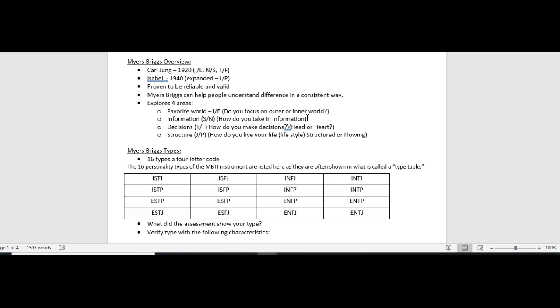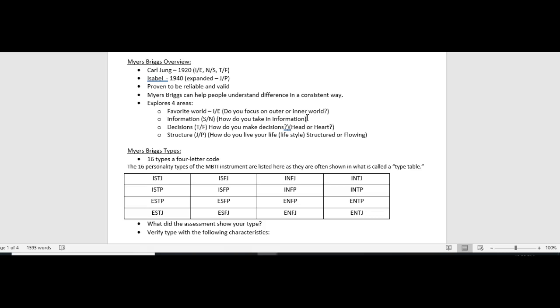The third way is, how do we make decisions? And that's thinking or feeling. Basically, do you make your decisions logically with your head or emotionally with your heart? You could see how those two might disagree a bit, right? The final one that Isabel added was structure, or how do you live your life, your lifestyle? Is it a structured lifestyle, such as a judge, where you've got everything in nice, neat, tidy little rules, and this is how things work? Or is it flowing, where you just kind of go with whatever happens and adjust as you go along? Two very different ways of being in the world.